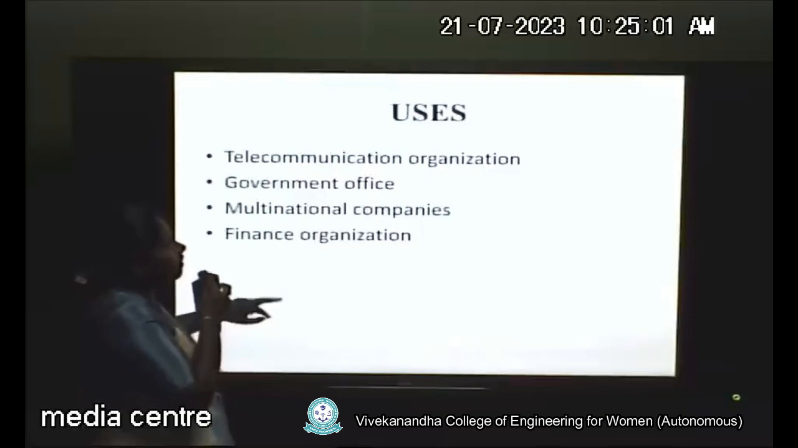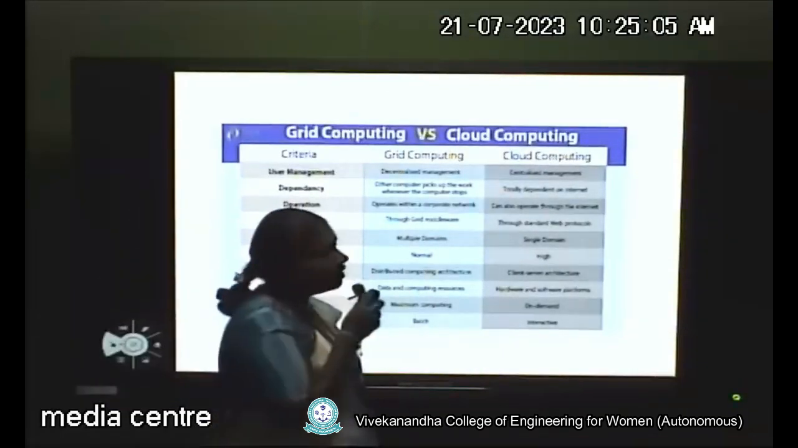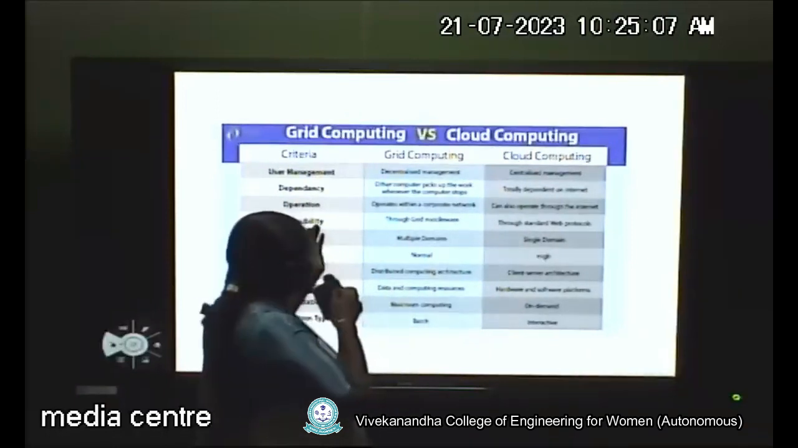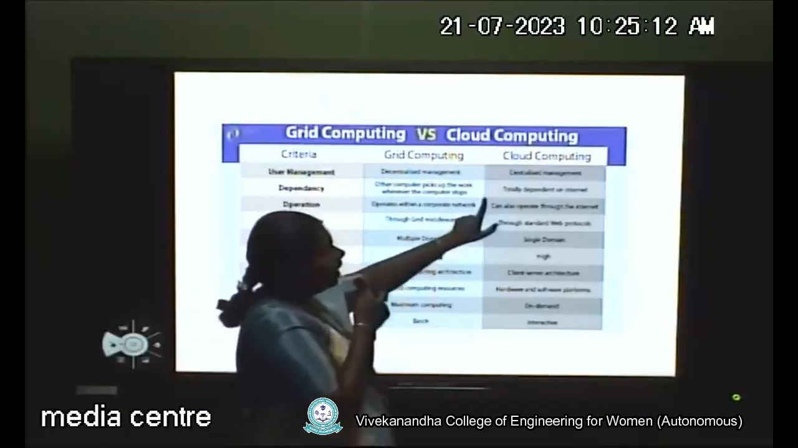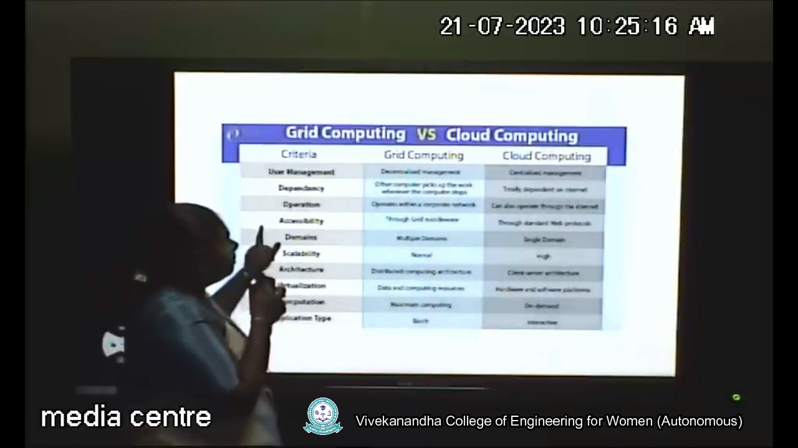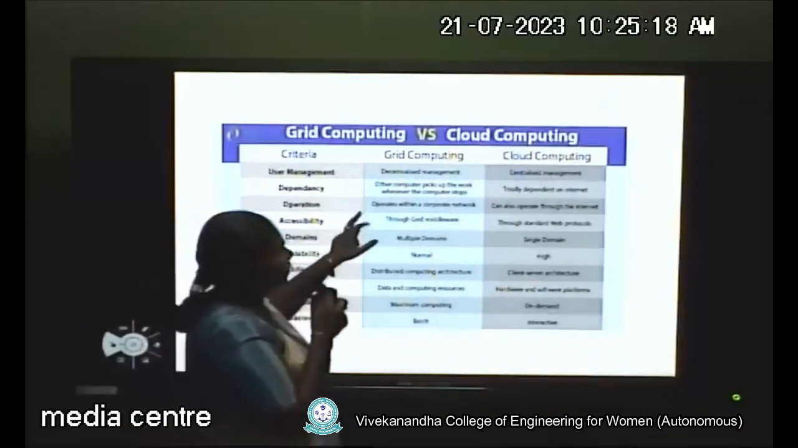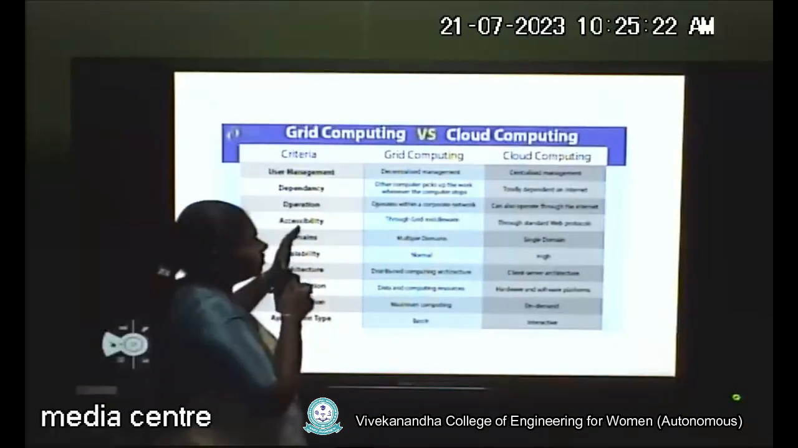Then grid computing versus cloud computing. So this is the difference. On user management, grid computing has decentralized management. In cloud computing, it is centralized management. Then dependency: it depends on other computers, whereas cloud is totally dependent on the internet. So cloud means the internet only.